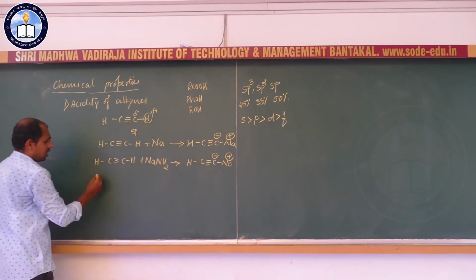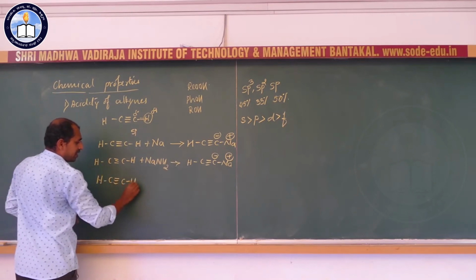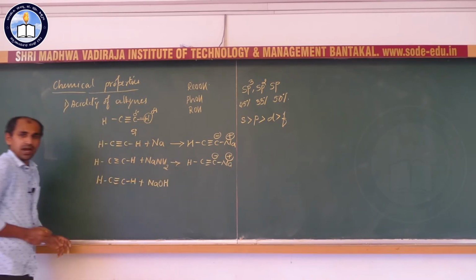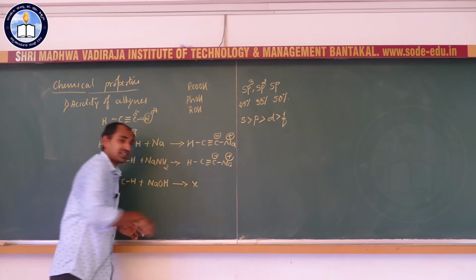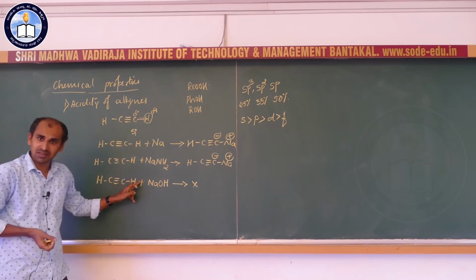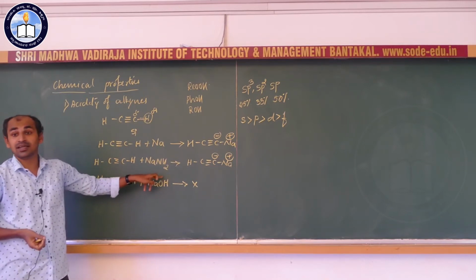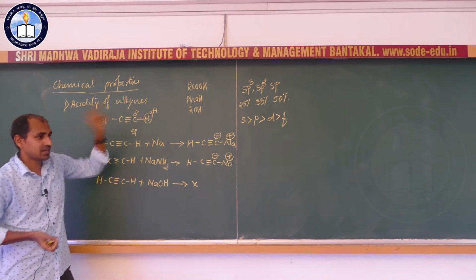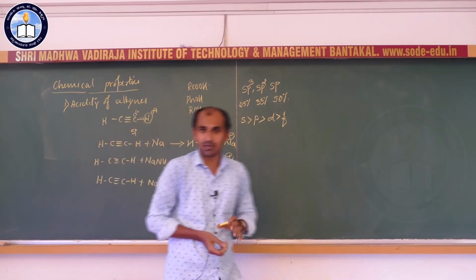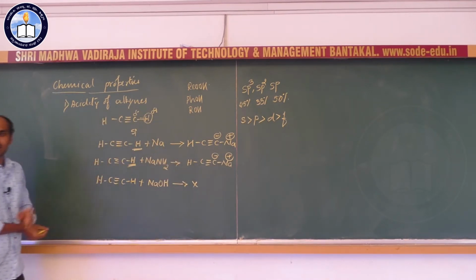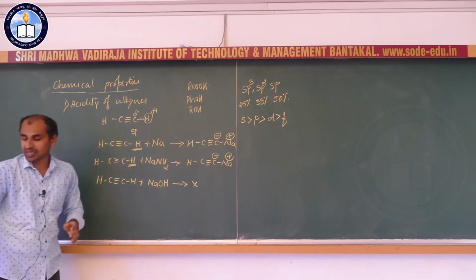But this kind of salt cannot be formed when we treat ethine with ordinary bases like NaOH. If you add NaOH, no salt formation takes place. It means the acidity of this proton is less, so it cannot be removed by an ordinary base. So, to remove this weakly acidic proton, a stronger base like sodium or sodamide is required. Okay. So, you can conclude that acidity of ethine is less, though it is little acidic in nature. Okay. So, that is our first chemical property.